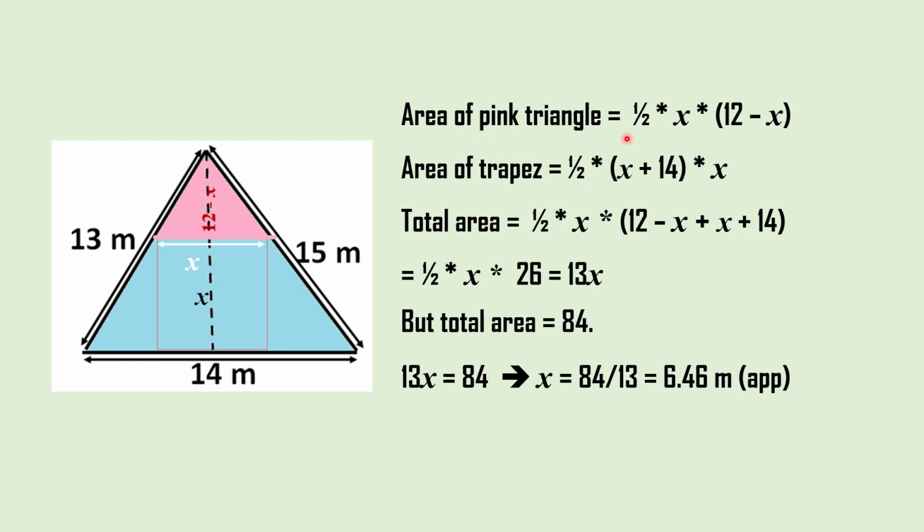We add the area of the triangle and the area of the trapezium. Both of them have the factors half and x, so we take half into x out as common. The other factors are 12 minus x, and here x plus 14. When we add, minus x plus x cancels, 12 plus 14 is 26. So half into x into 26 is 13x. So 13x is equal to the area of the full triangle, 84. So x is equal to 6.46 meters. That is the side of the square.